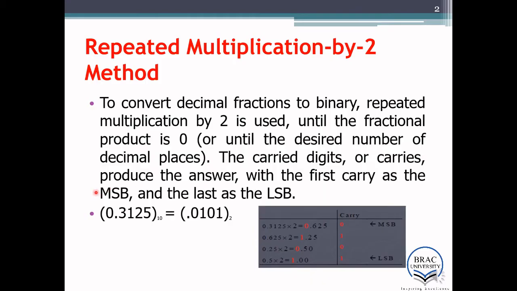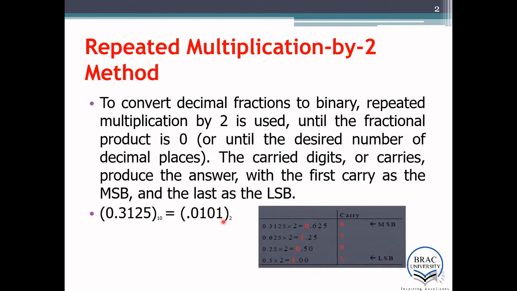So you are given this number, the fraction 0.3125 decimal. You need to convert it to binary, so it becomes something like that. But how can you get it? Let's check it here. 0.3125 multiply by 2, as it says, to convert it to binary.